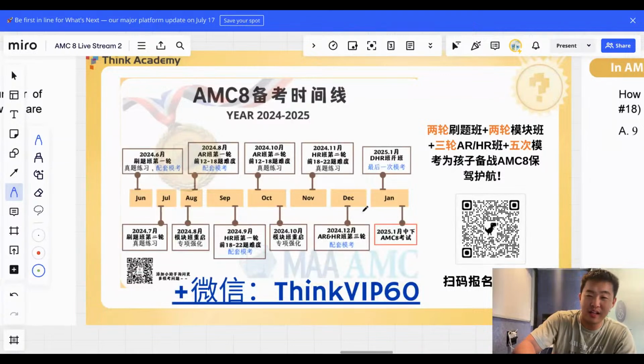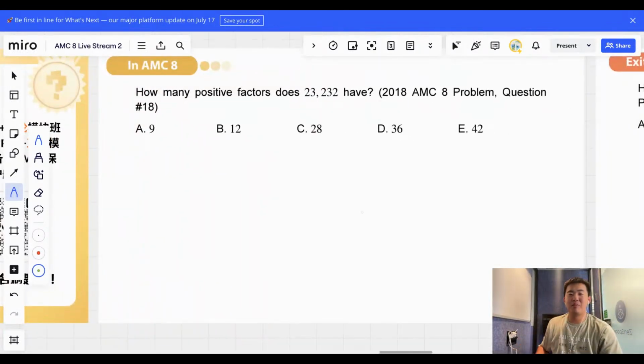Okay, good. Now let's go to our last 2 problems. In AMC 8, the question asks how many positive factors 23,232 has. There's a quick, very fun fact about this number: if you read 23232 from left to right, and also from right to left, you get the same number. A number like this has a very special name. It's called a palindrome. We introduced the idea of palindrome in the previous live stream session.